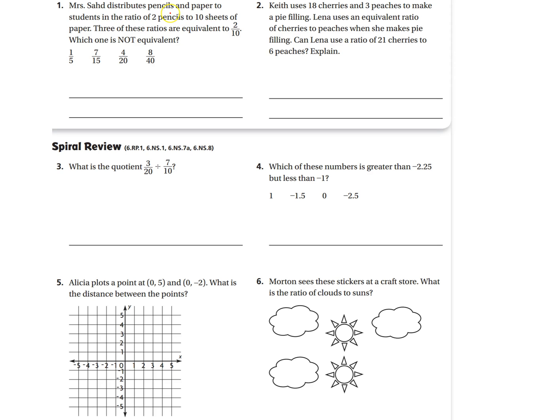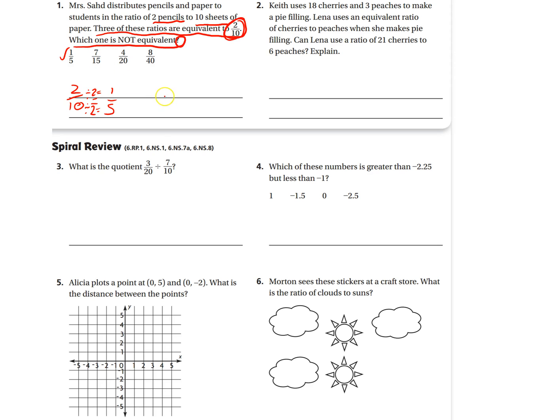Mrs. Sod distributes pencils and papers to students in a ratio of 2 pencils to 10 sheets of paper. Three of these ratios are equivalent to 2/10. Which one is not equivalent? Well, let's just check each one. The ratio that we have is 2 to 10, and we need to see if 1/5 is equivalent. If I divide 10 by 2, that gives me 5. If I divide the denominator by 2, I have to divide the numerator by 2. 2 divided by 2 is in fact 1. So yes, this is equivalent.